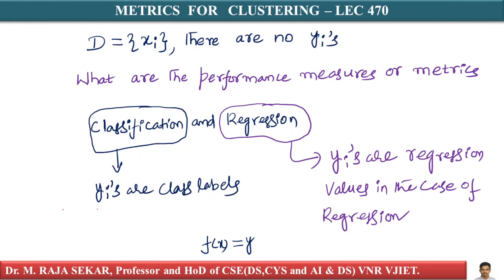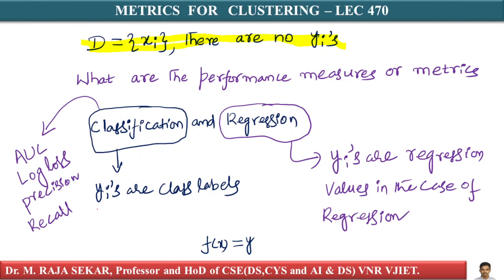But when you come to the area of clustering, all you are given is your data set D, which is xi, and there are no yi's. The big question is, all the techniques that we learned for classification like AUC, log loss, precision, recall, none of them will work because all of them need yi's. What type of measures can we employ for clustering?